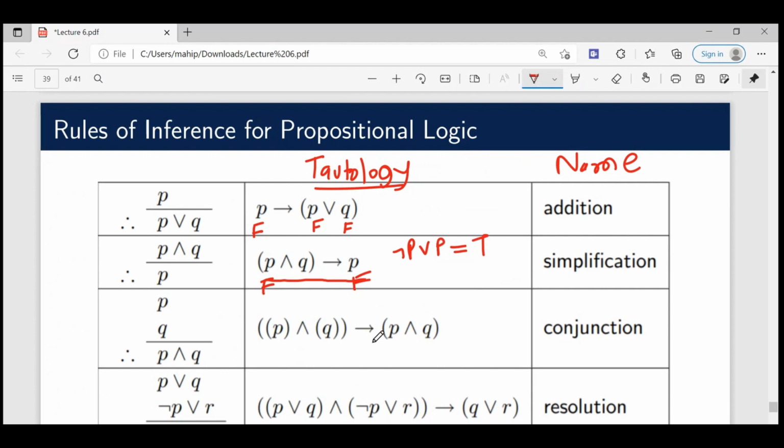Then the next one is conjunction. So straightforward. P is true, Q is true. Then we are saying P and Q is also true. So simple conjunction. Okay. It is very straightforward, so I'm not discussing it in detail now.